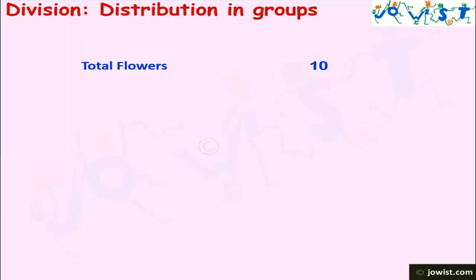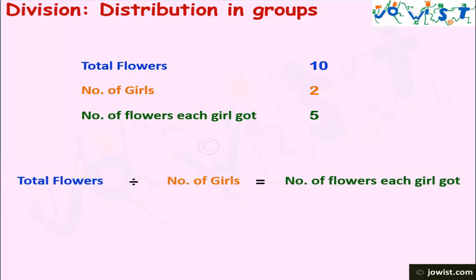And how many girls? There were 2 girls, Neha and Priya. And we saw earlier, 2 girls shared 10 flowers. It means we have to divide 10 flowers in 2 groups. How many flowers each got? Remember? Yes, they got 5 flowers each. We can also represent it as total number of flowers divided by number of girls is equal to number of flowers each girl got.